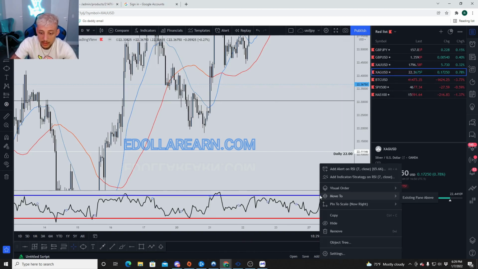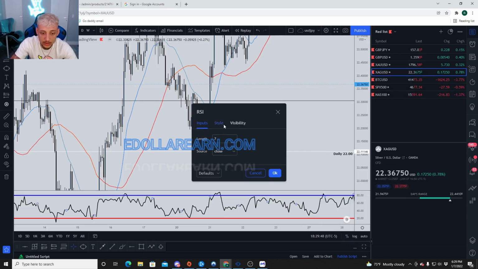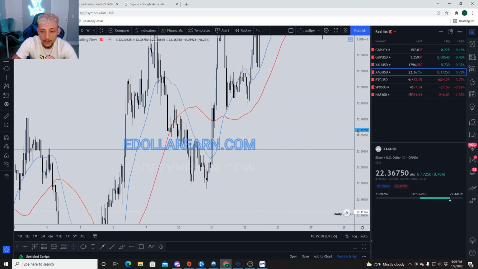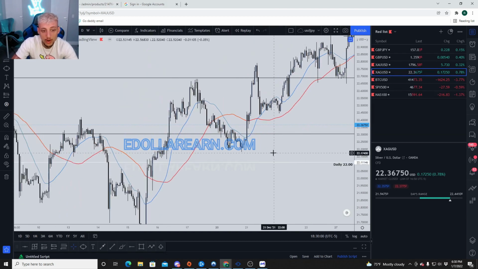Now, when it comes down to my RSI settings, I like to use slightly more extreme settings. So we're going to do a 7 length, and we're going to do 80 and 20. The upper band is going to be blue, we're going to go 80, the lower band is going to be 20, and we're going to go red. And that's how we would use RSI.